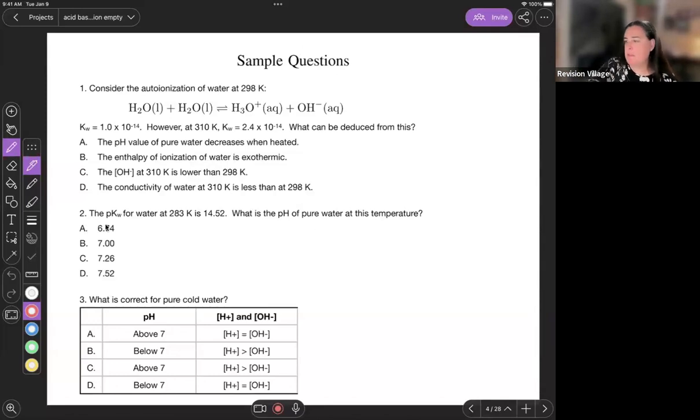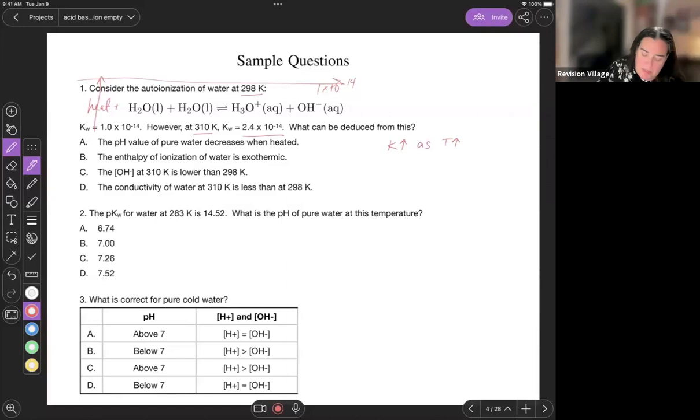I gave you these 3 quick multiple choice questions just to make sure we're all on the same page with Kw. Here we see that as the temperature increases from 298 Kelvin to 310 Kelvin, the K has increased from 1 times 10 to the minus 14th to 2.4 times 10 to the minus 14th. It has become larger. If the K increases as temperature increases, that means that heat is a reactant. Le Chatelier tells me as the amount of heat or temperature goes up, this reaction will shift to the right, making more products, making K a larger number. Temperature is the only thing that changes the value of K.